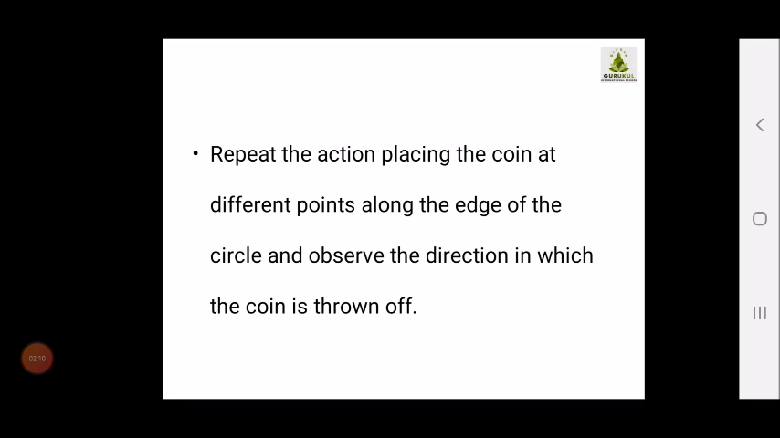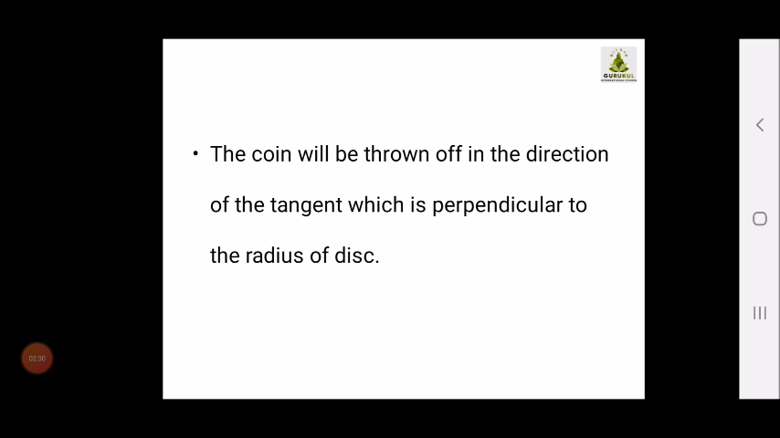Now repeat the action, placing the coin at different points along the edge of the circle, and observe the direction in which the coin is thrown off. So you have to place the coin at different points on the edge and note in which direction the coin comes out. You will come to know that the coin will be thrown off in the direction of the tangent, which is perpendicular to the radius of the disc.